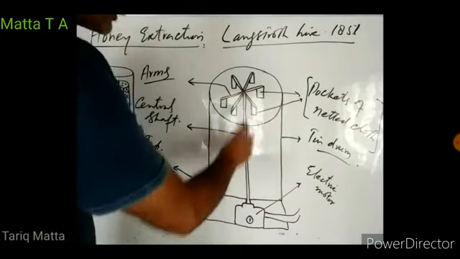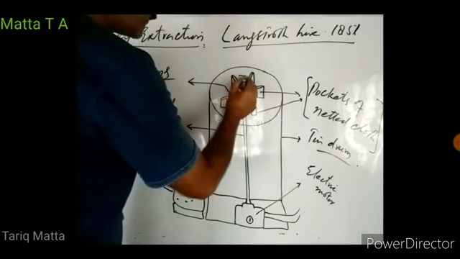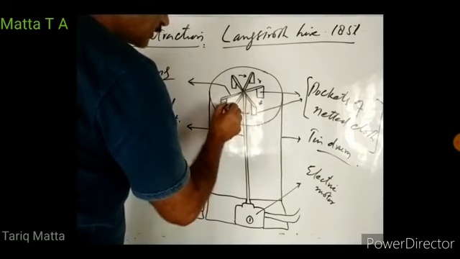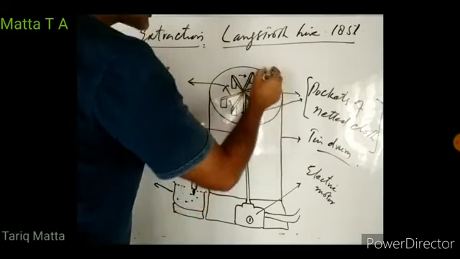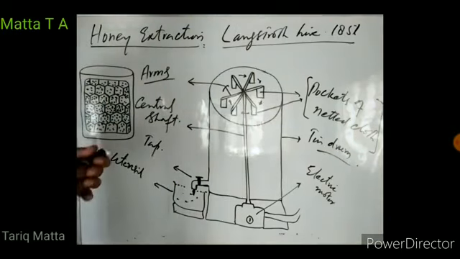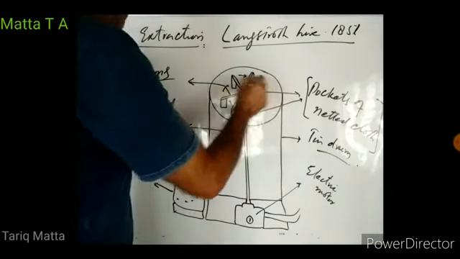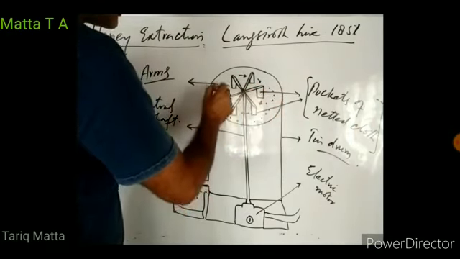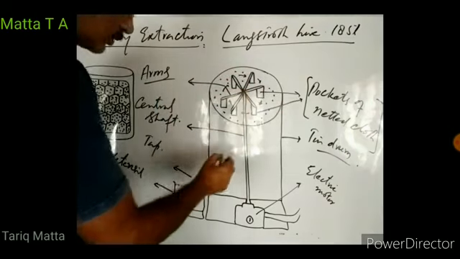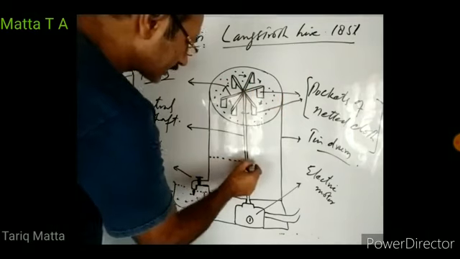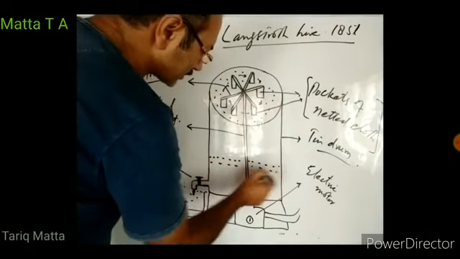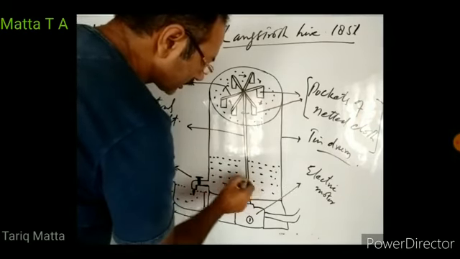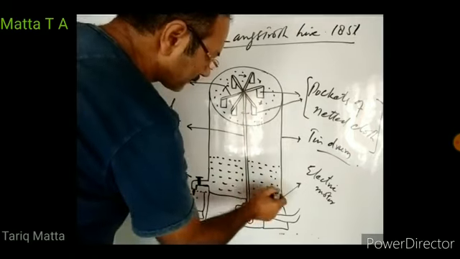So when the motor is turned on, these arms rotate very fast, and their fast rotation develops centrifugal force. Due to centrifugal force, honey is thrown out of the wax cells of the comb foundation. And this honey accumulates at the base of this tin drum.